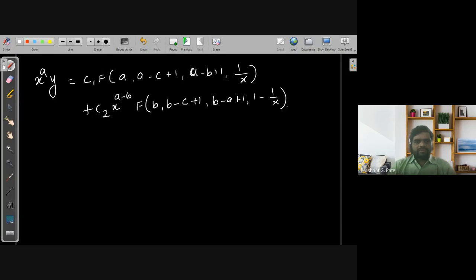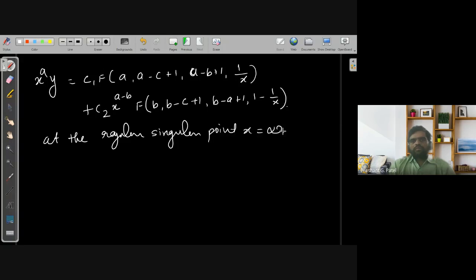This is the solution of the equation at the regular singular point at infinity, x equal to infinity, which is the solution of the hypergeometric equation at the point infinity. So this completes the solution for this differential equation.